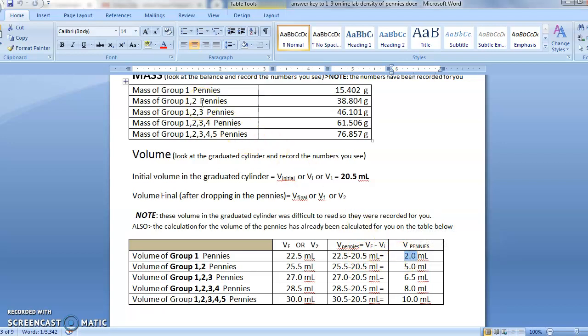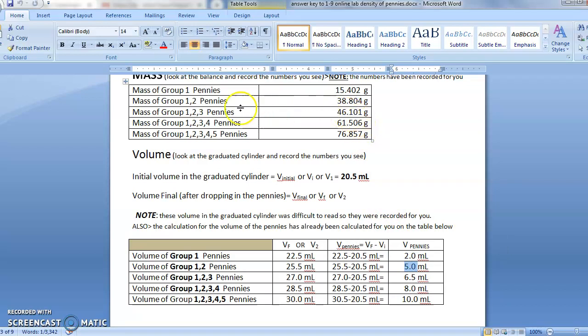Then he added some more pennies to the balance and added a second group to the Group 1 pennies. The reason it says Group 1 and 2 is Group 1 was still on the balance. He added Group 2 to it. The mass went up to 38.804. The volume in the cylinder went up to 25.5. It started at 20.5, so now it went up a total of 5.